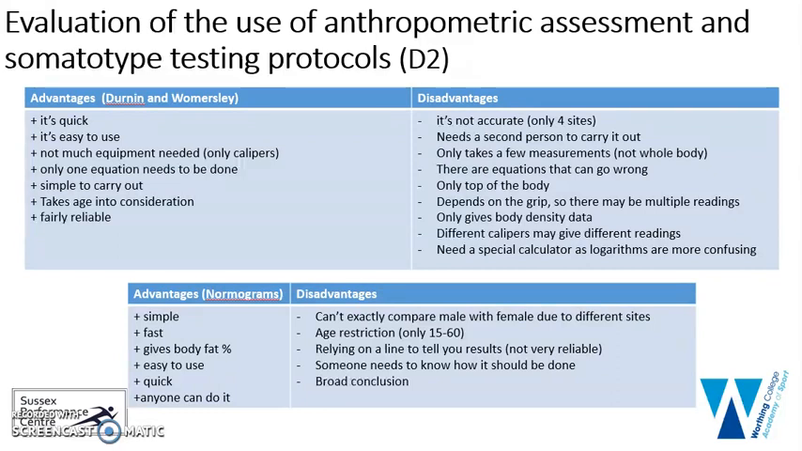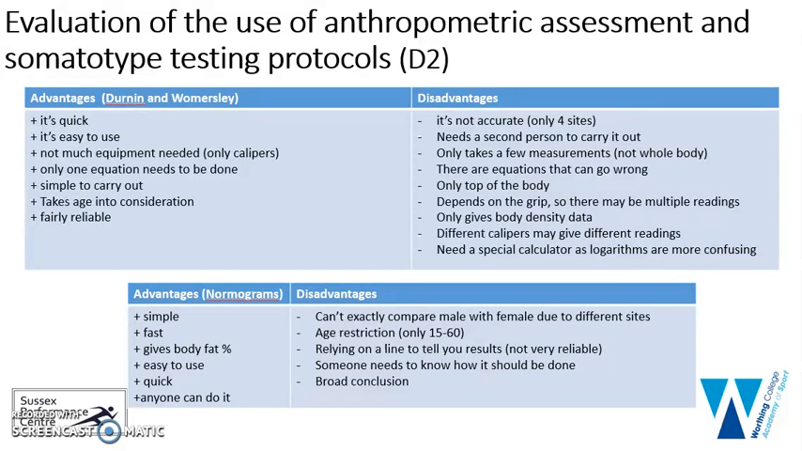Here are some advantages and disadvantages of each of the tests that I've done. Some of the advantages of Durnin and Womersley is that it's quick and easy to use. Not much equipment is needed, as you only need calipers. Only one equation needs to be done to get the result you want. It's simple to carry out. It takes age into consideration.